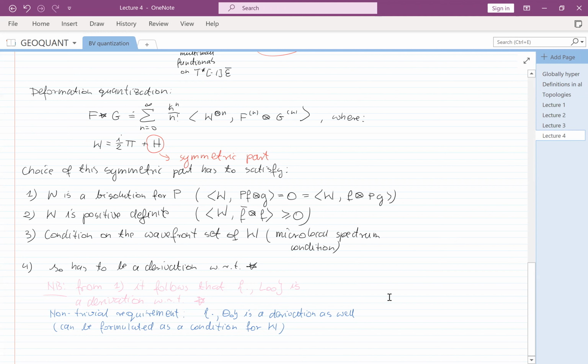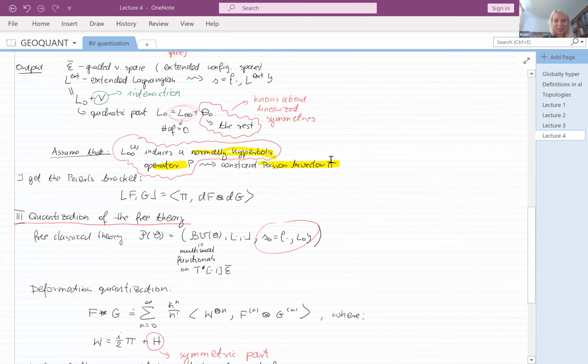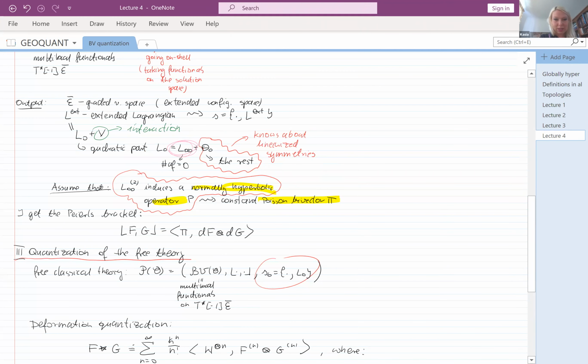Yeah, I raised my hand. Sorry, again, a stupid question about notation. I think I cannot quite spot what is θ0. Oh yeah, that's here in that part. So the quadratic Lagrangian splits into 2 bits. One is with no antifields, that's L00, and θ0 is the rest. Yeah, thank you, because I didn't see that. No worries.